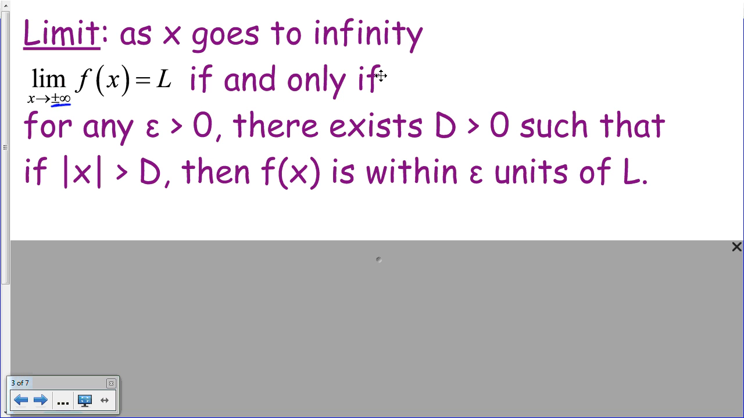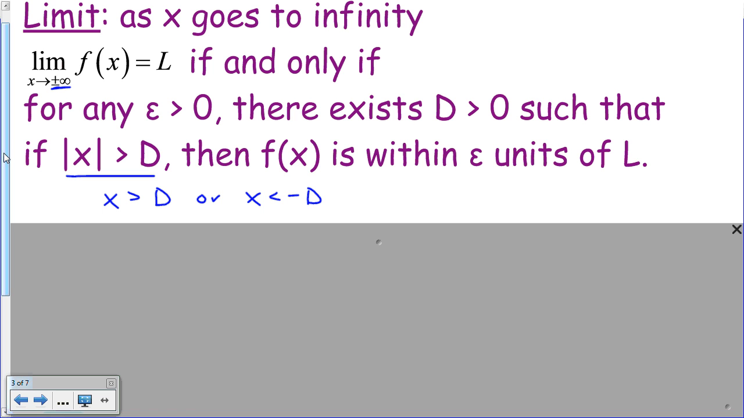Now again, you could rewrite this, so instead of using the absolute value of x is greater than d, we could write that as x is greater than d, or that x is less than the opposite of d. Those, of course, would mean the same thing. It's up to you which way you want to remember that, but those obviously are equivalent there.